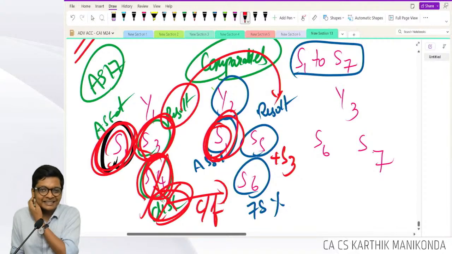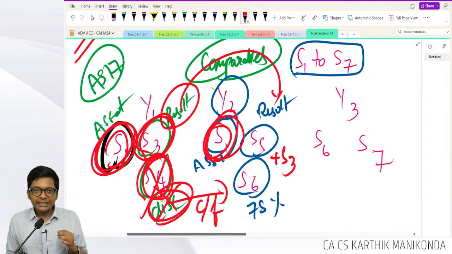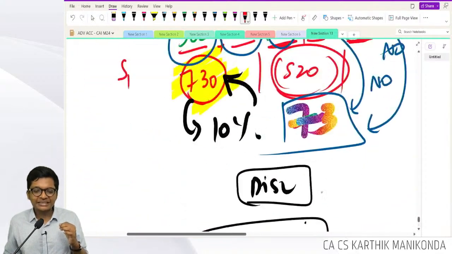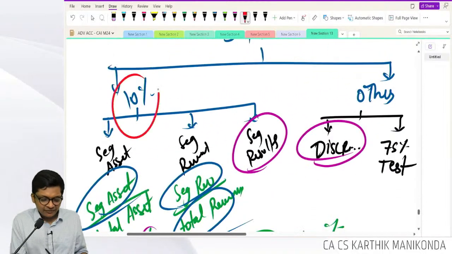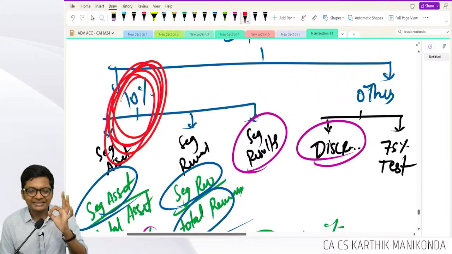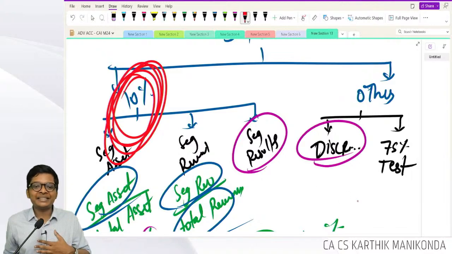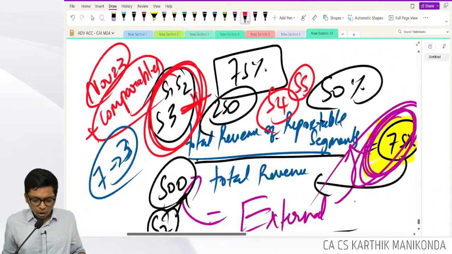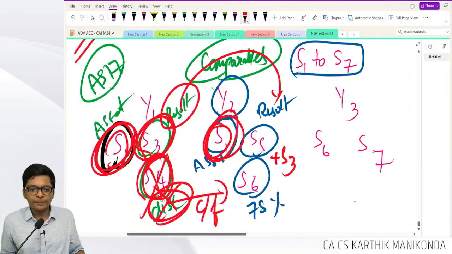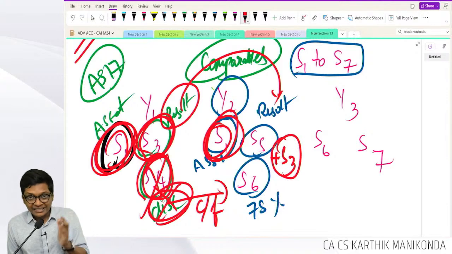Sir, I am not understanding, sir. I understood what carry forward is. Why? Very simple. Anything which passes, in simple terms for exam, anything which is passing the 10% test will automatically be reported. Anything passing the 10% test will automatically be reported for the next year.